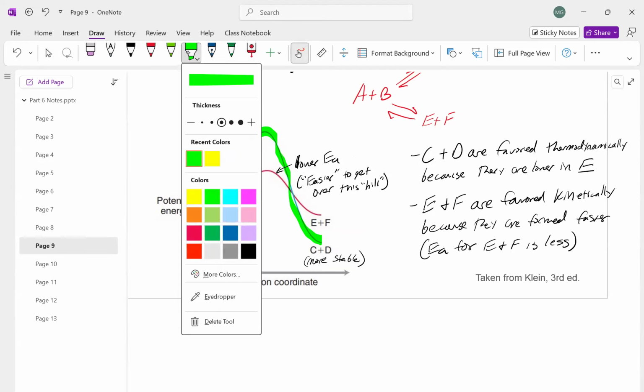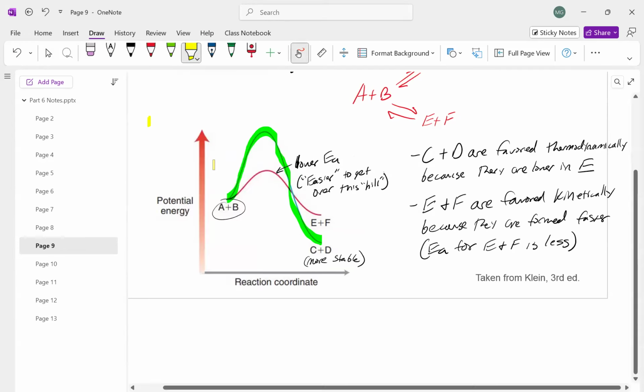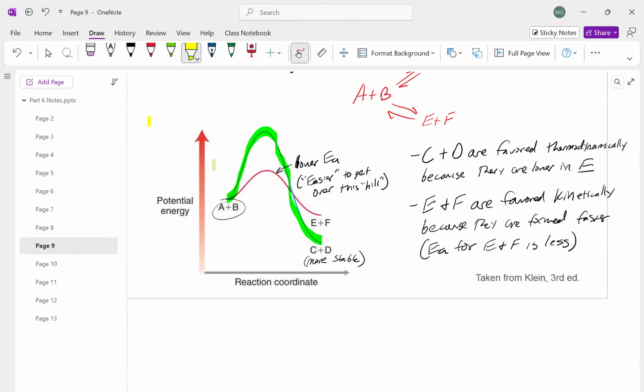But let's say I limit the energy. Let's say I keep it at cold temperatures. If I keep it at cold temperatures, what is the only hill that A and B can get over? The only hill it can get over is the lower energy pathway. And so the only products that get made, or the products that are favored, are E and F.